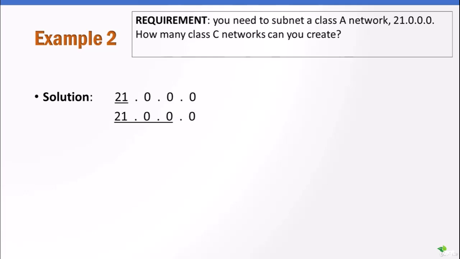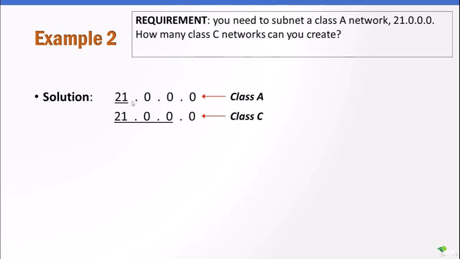We need to create Class C networks, which means that the first 3 octets will represent the network portion. So the first network here is going to be /8, and that's a Class A network. And the second network is /24, and that's actually a Class C network. Our task here is actually pretty simple. We only need to calculate the number of combinations we can get from these two octets in the middle.